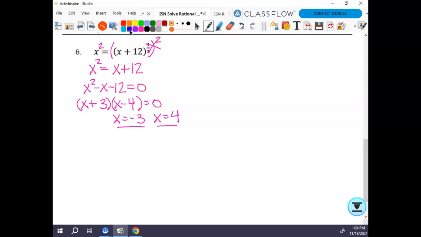When I go to check them, we'll do -3 first. -3 equals -3 plus 12 to the 1/2 power. So it would be -3 equals 9 to the 1/2 power. Well, what is 9 to the 1/2 power? 3. And those two things are not equal, right? And this is not one of the cases where we got to put a plus or minus because we didn't put the 1/2 power in there. It was already there. Those are not equal, so this one does not work.